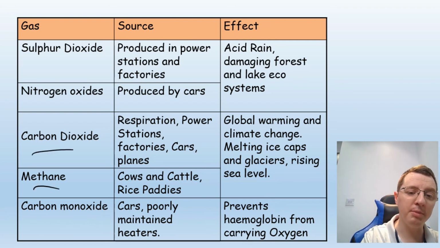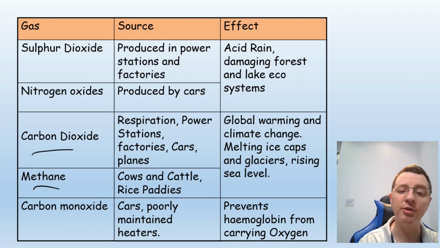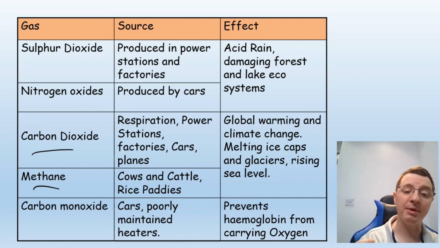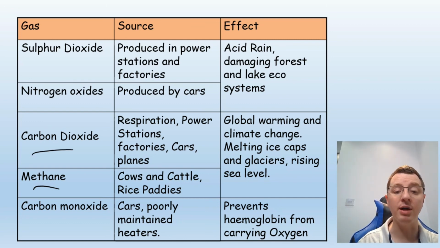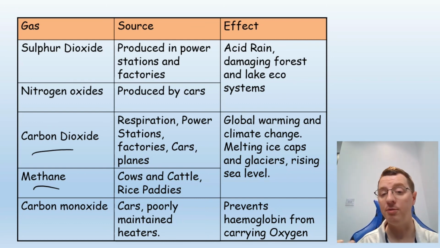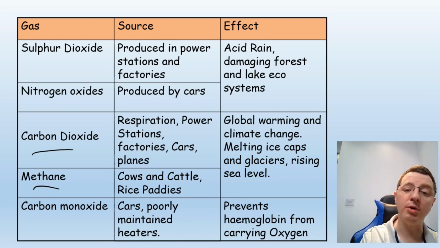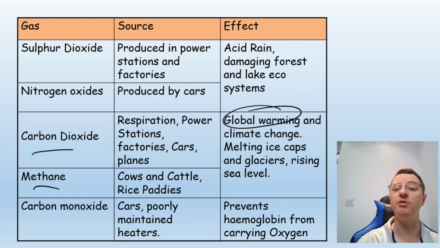Carbon dioxide and methane. Carbon dioxide is produced by respiration in living organisms. It's also produced in power stations, factories, cars and planes when fossil fuels are burnt. And methane is produced by cows and cattle, and also by rice paddies when rice is farmed. These two particular gases contribute to global warming, climate change, melting ice caps and glaciers, and rising sea levels.